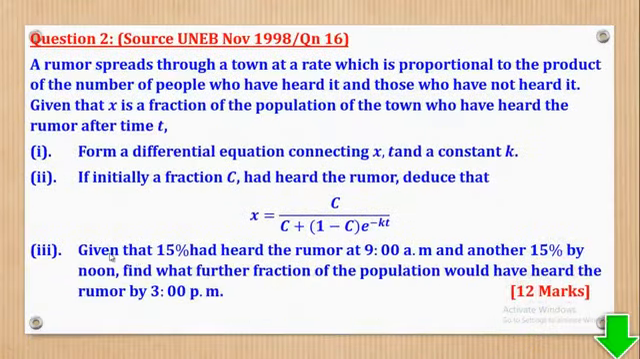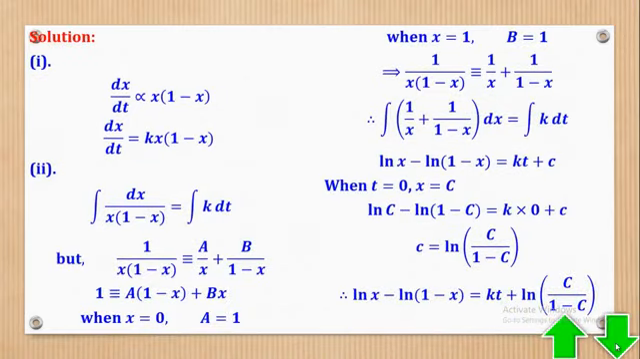So Roman 3 says, given that 15% had the rumor at 9 a.m. and another 15% by noon, find what further fraction of the population would have had the rumor by 3 p.m. Now remember, they said if initially a fraction c had the rumor, so what does that mean? It means that initially this 15% denotes capital C. So now we have got the value of capital C. Let's come and substitute it in our proved equation.